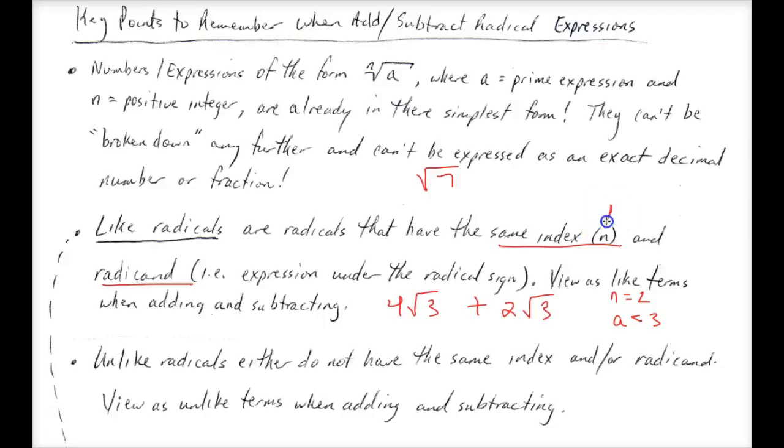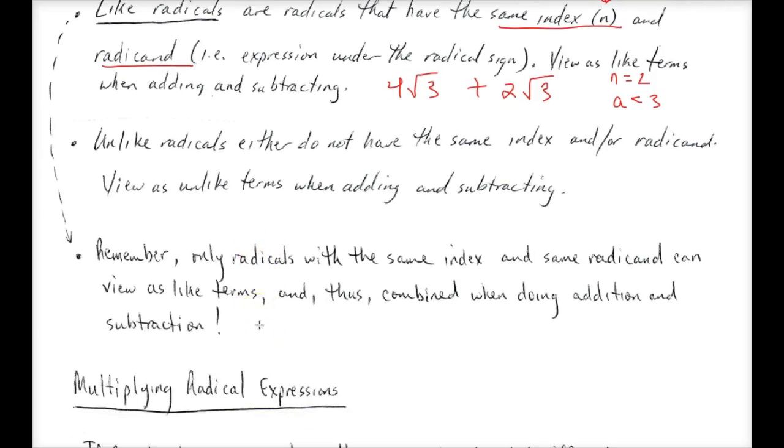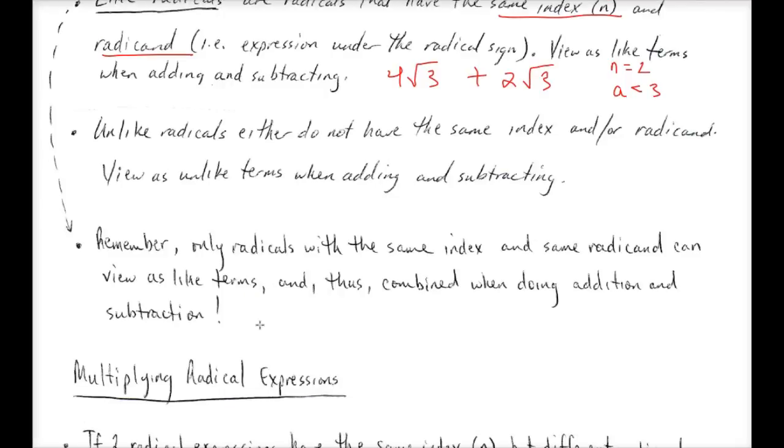If we don't have a situation where both the indices and the radicand are the same, then we consider the radical terms to be unlike. And so we want to remember only radicals with the same index and same radicand can be viewed as like terms, thus combined when doing addition and subtraction.